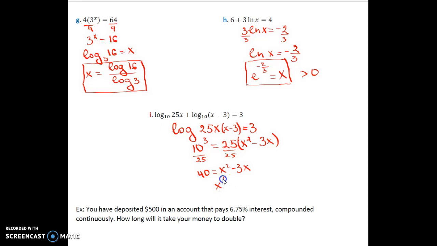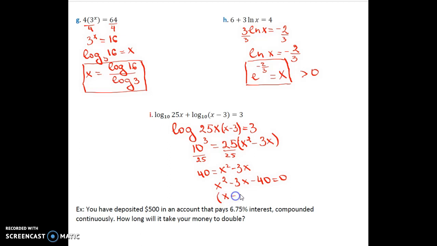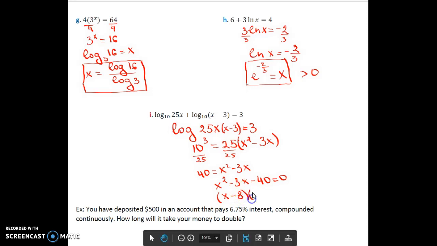Believe it or not, this quadratic is factorable quite easily. x squared minus 3x minus 40 is equal to 0. This is x minus 8 times x plus 5 is equal to 0. Go ahead and finish writing out the two answers.